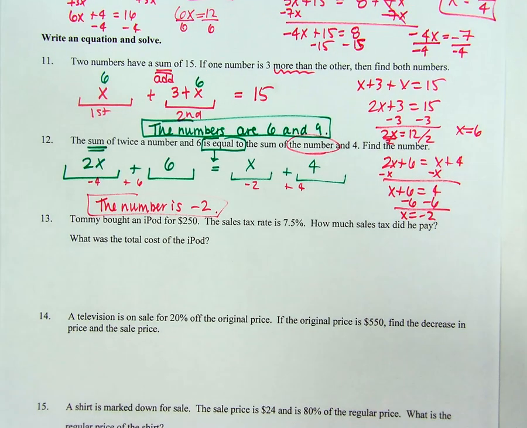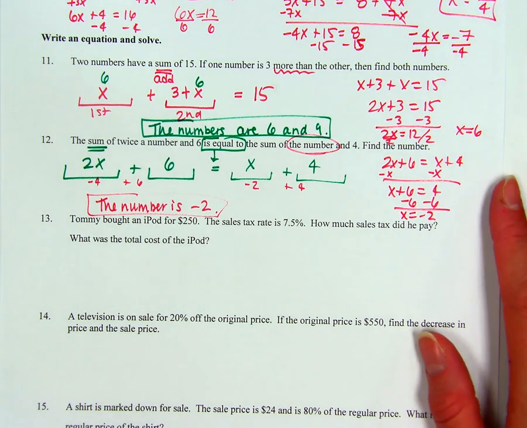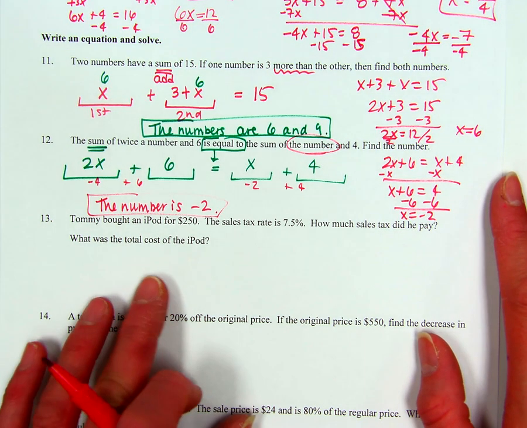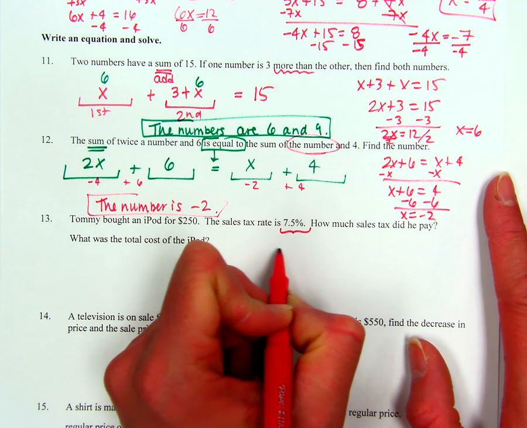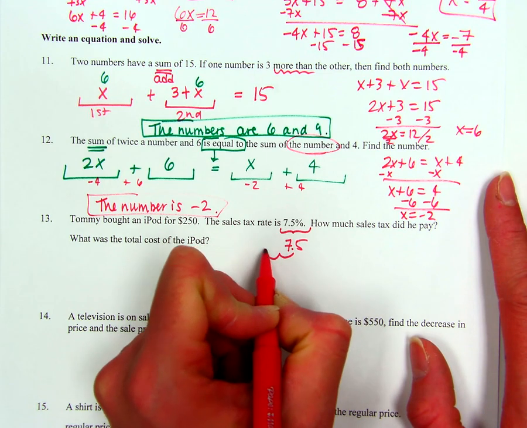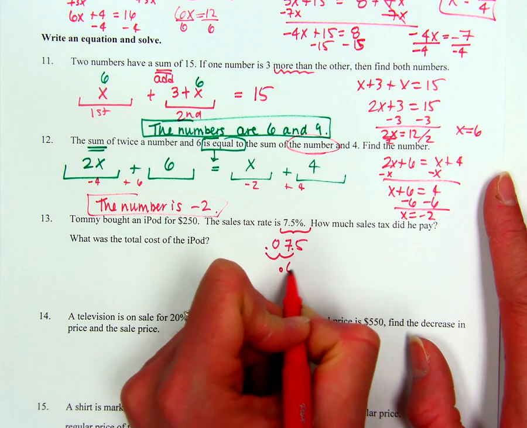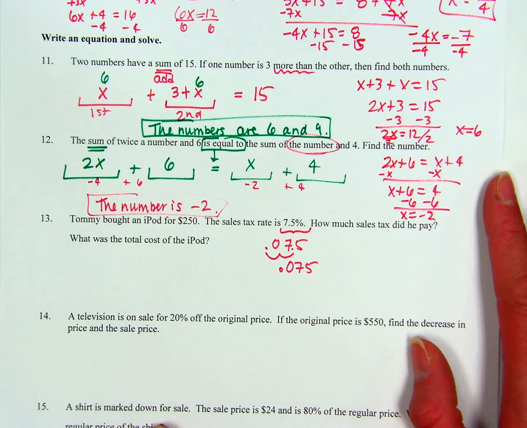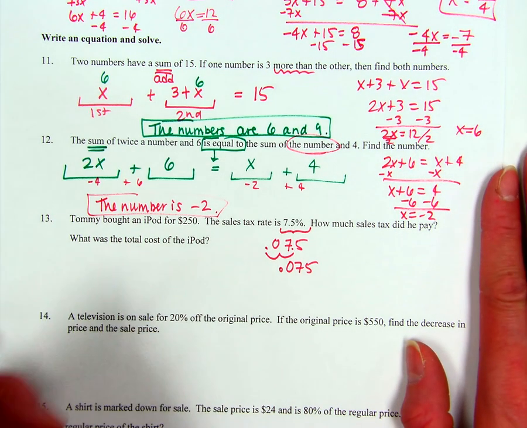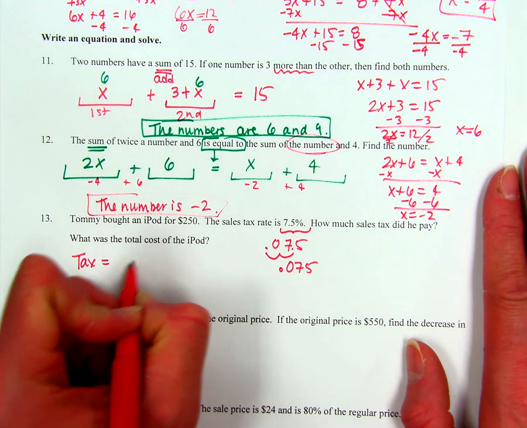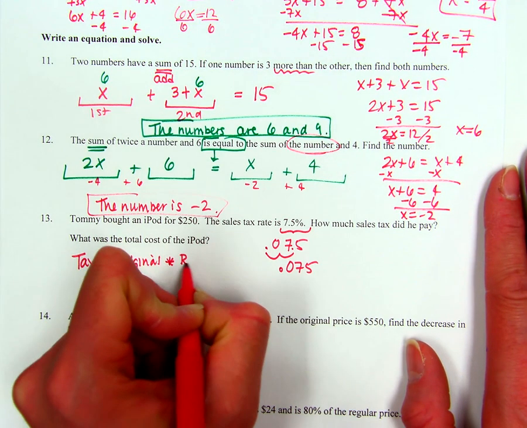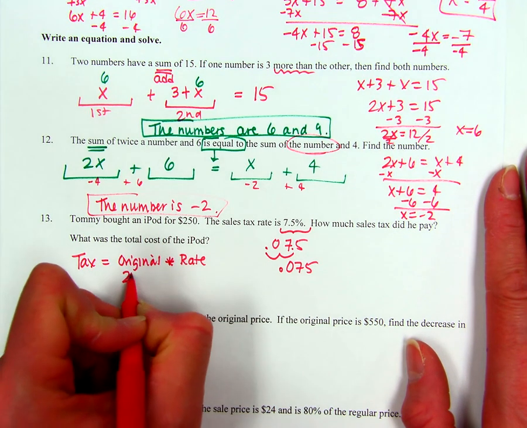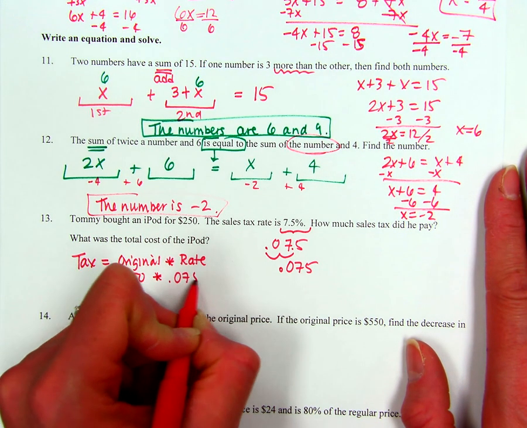All right, number 13. Tommy bought an iPod for $250. The sales tax rate is 7.5%. How much sales tax did he pay, and what was the total cost of the iPod? All right, so one thing to remember is if you have anything with percents, we need to move the decimal place 2 spaces to the left. So really we're going to look at this as 0.075. All right, so I'm going to write down that my tax is equal to the original cost times your rate. Okay, so my original cost is $250 times 0.075.